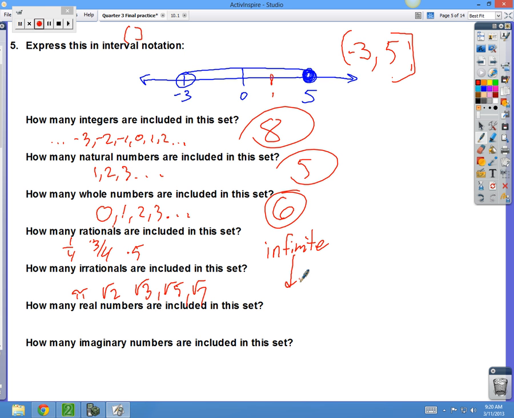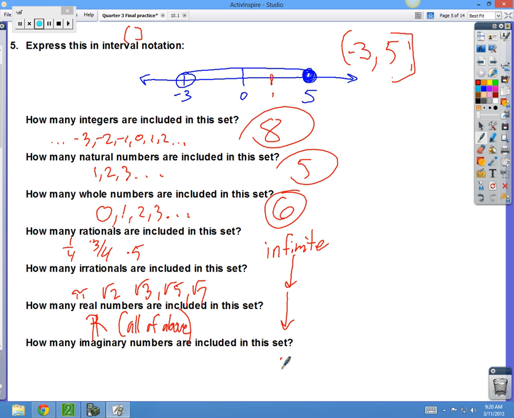Okay, the real numbers are abbreviated with a capital R. It means all of the above. If it's a real number, it's any one of these numbers. So again, same answer.